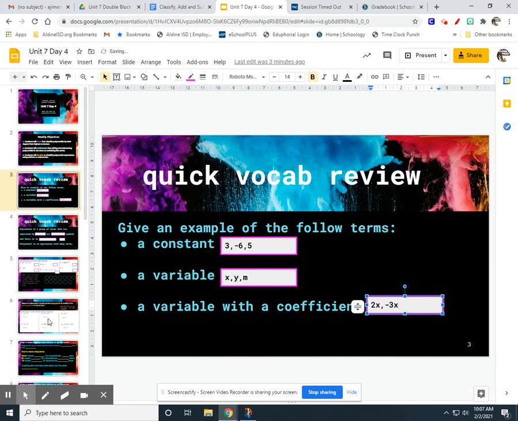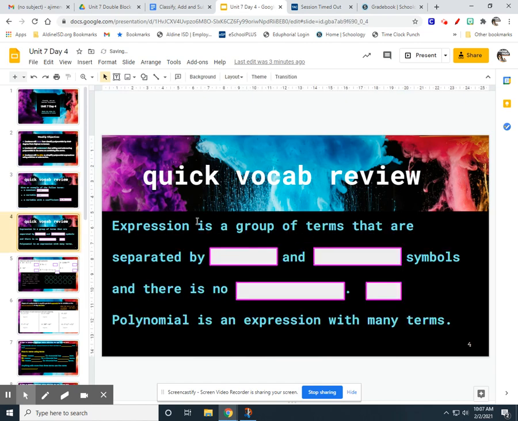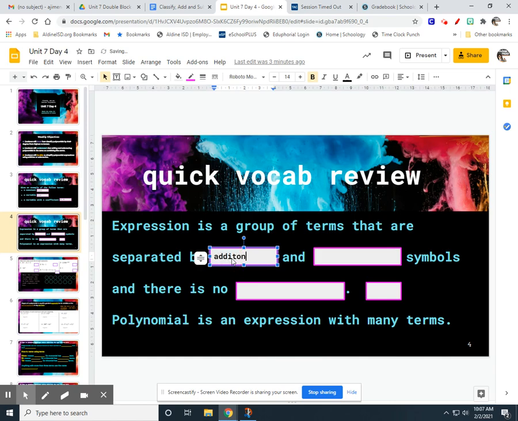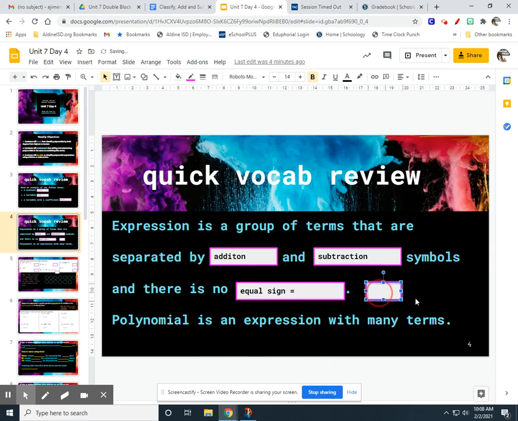All right, let's move down to the next slide, which says an expression is a group of terms that are separated by addition and subtraction, and there is no equal sign. I don't know why I have this extra box, but we're going to delete it. A polynomial is an expression with many terms, okay?